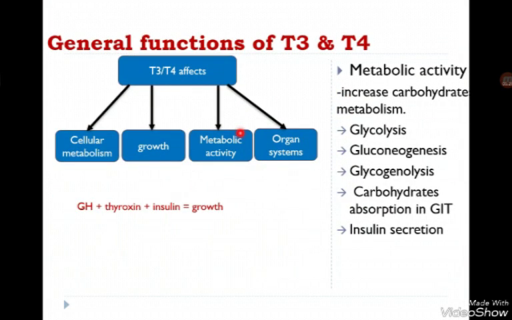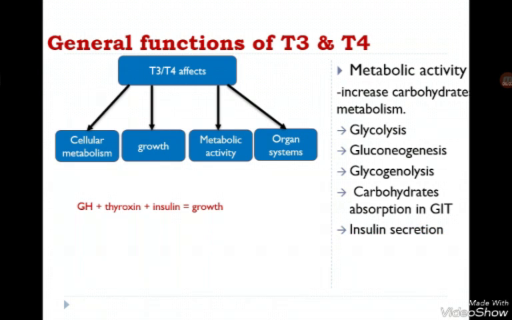The third major effect is enhancing all metabolic activities. It increases many metabolic processes related to carbohydrates, lipids, and other molecules metabolism. So it increases glycolysis, gluconeogenesis, glycogenolysis, carbohydrates absorption in the GI tract, and it increases insulin secretion. Insulin secretion is also important in the growth process.